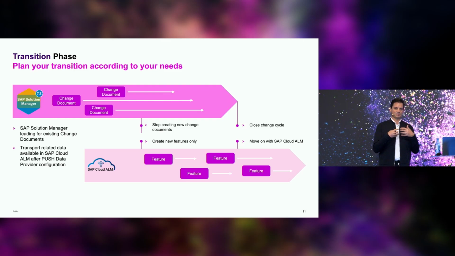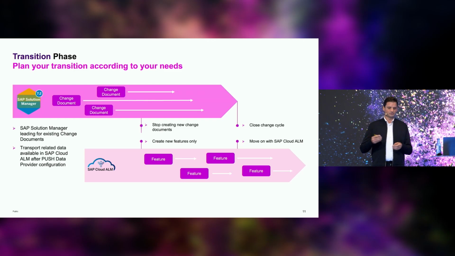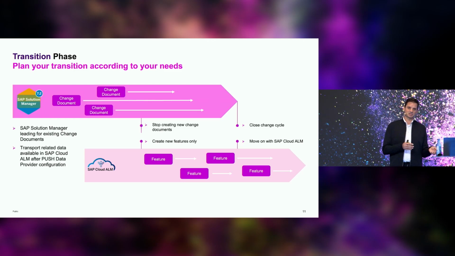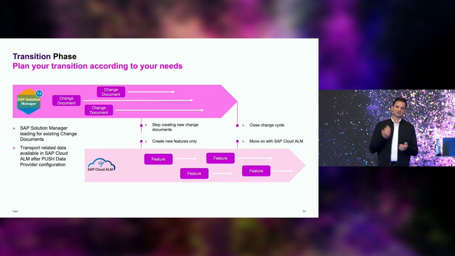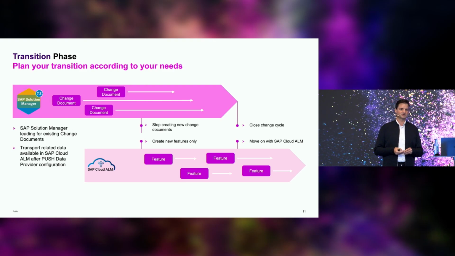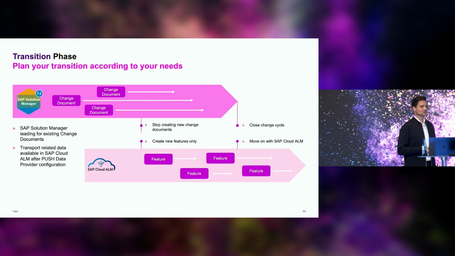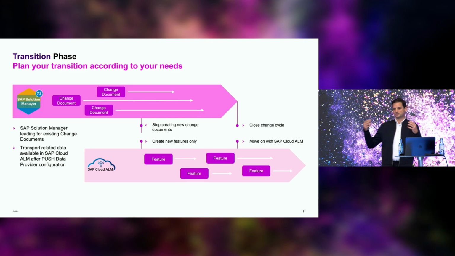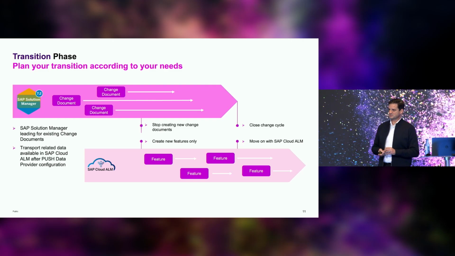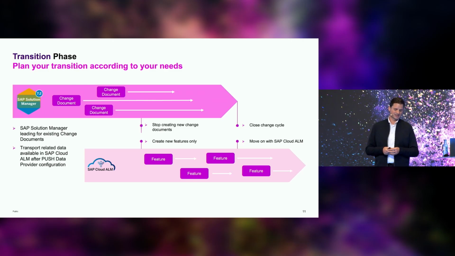So there was some kind of collision, as we send some information from the managed system back to Solution Manager, and there can only be one Solution Manager. Now the situation has changed. With Cloud ALM, you get the possibility to connect both systems at the same time to the managed system, which will then, of course, offer us the possibility to perform this kind of transition.